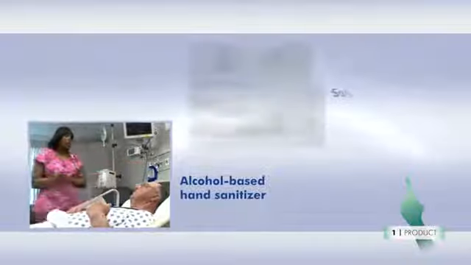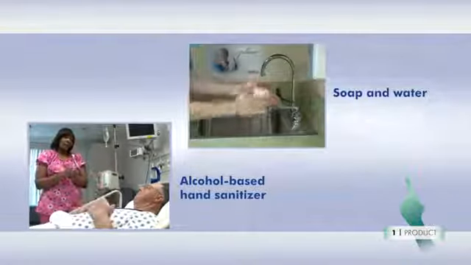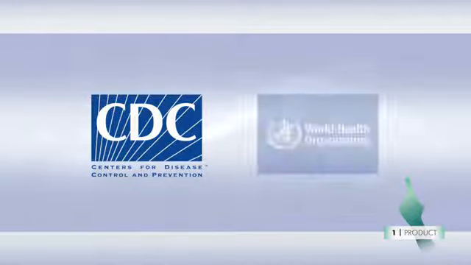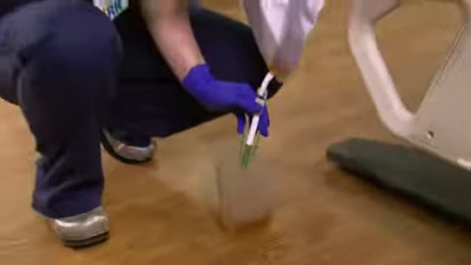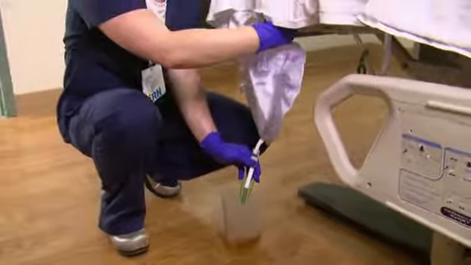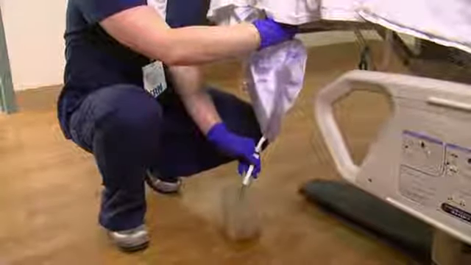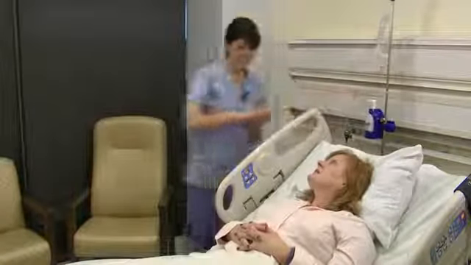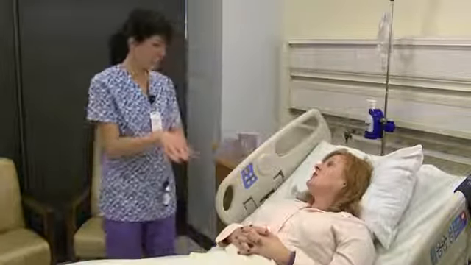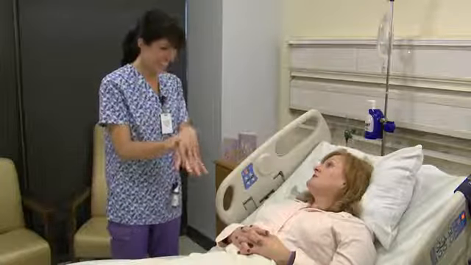First, you must choose whether alcohol-based hand sanitizer or soap and water are the right product choice for hand hygiene. The Centers for Disease Control and Prevention and the World Health Organization recommend washing hands with soap and water if hands are visibly dirty or contaminated with blood or bodily fluids, and recommend using an alcohol-based hand sanitizer as the preferred means of performing hand hygiene if hands are not visibly soiled.